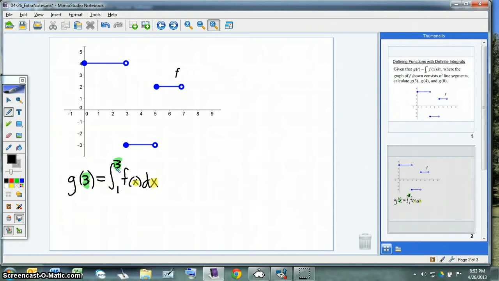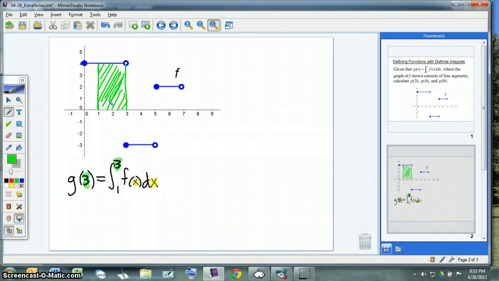Now, what I have here is a definite integral that I need to calculate based on f. And what that is asking me to do then, we know that a definite integral basically represents area. So it's asking me to find the area from 1 to 3 underneath the function f.